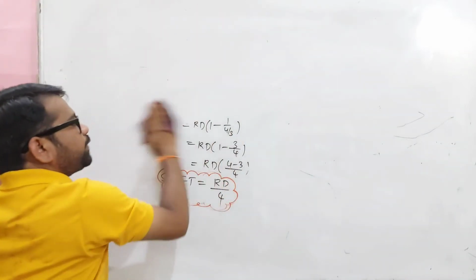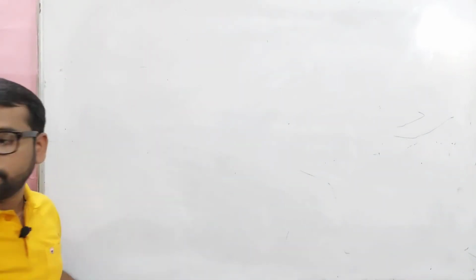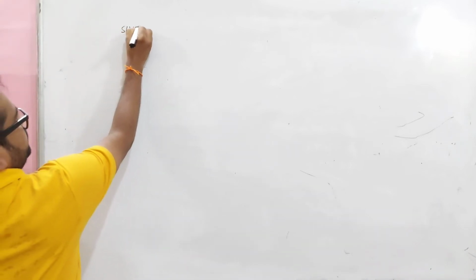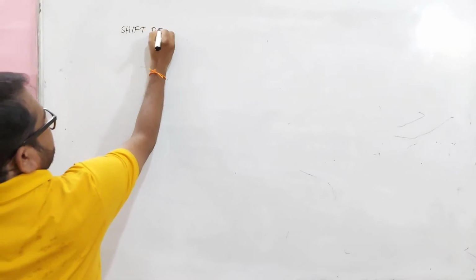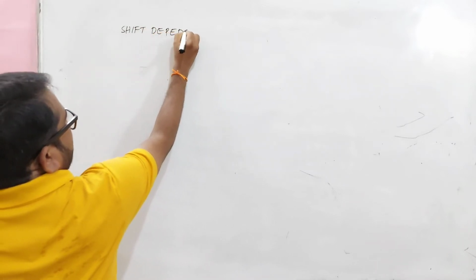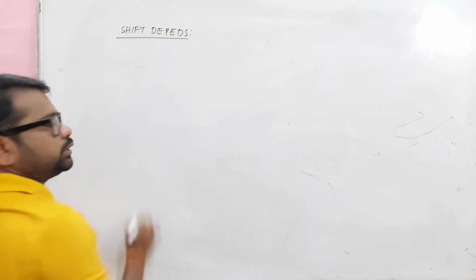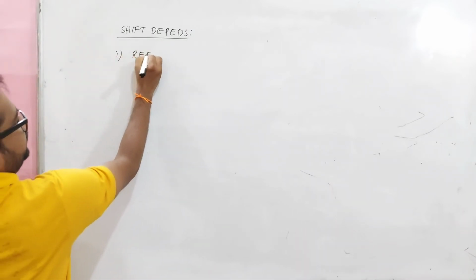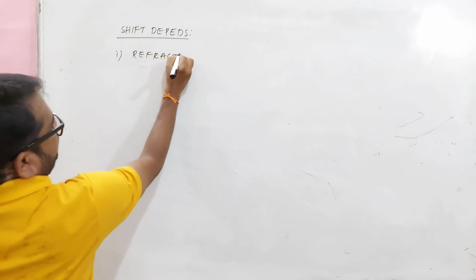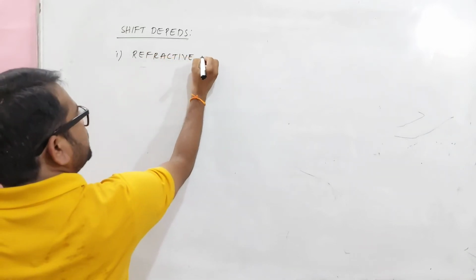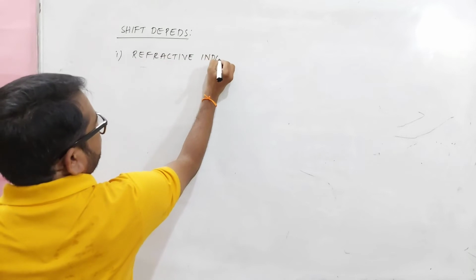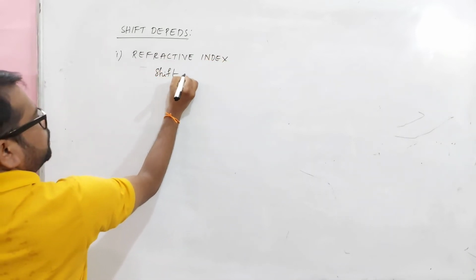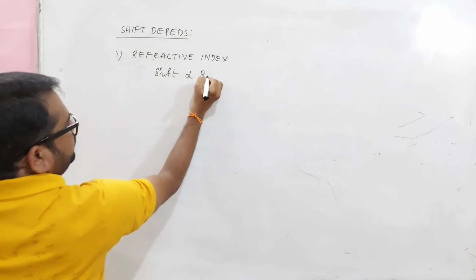Now, we will discuss the factors on which shift depends. It's very, very important to understand. Shift mainly depends on 3 factors. The first point is that it depends on refractive index. How does it depend? Children, it is very clear that shift is proportional to the refractive index.